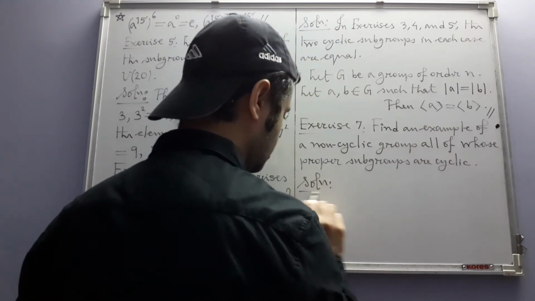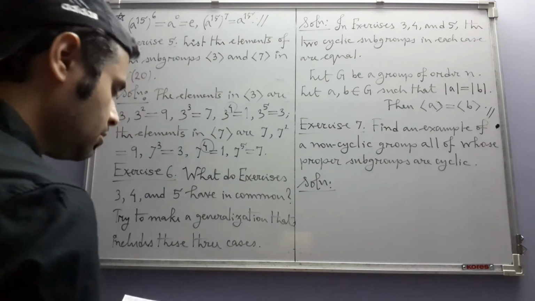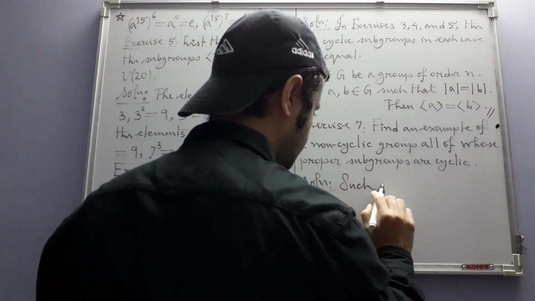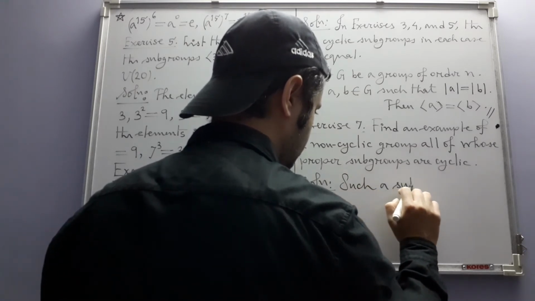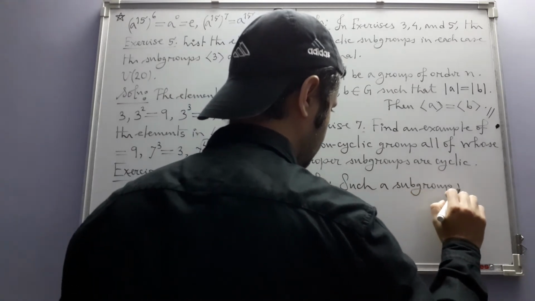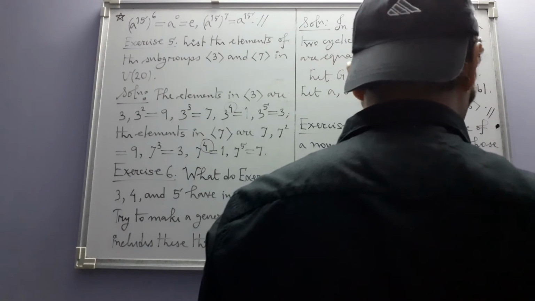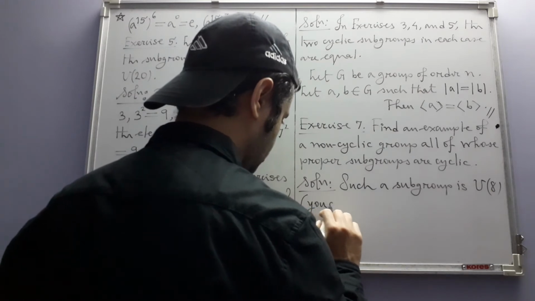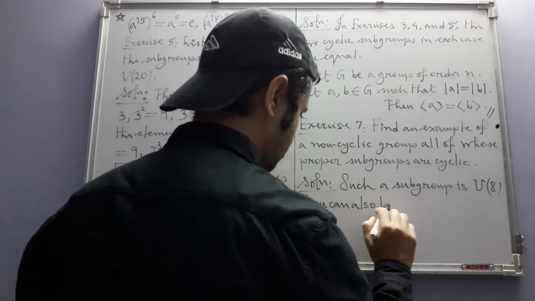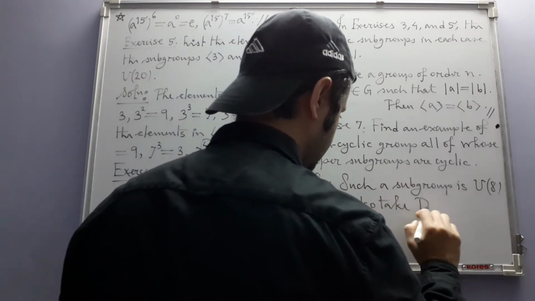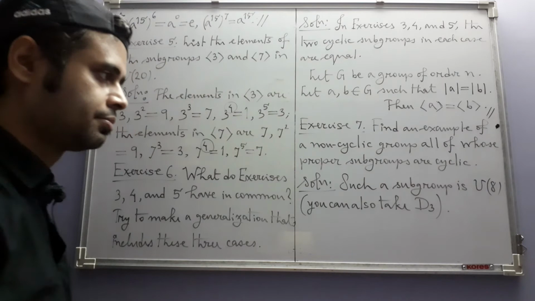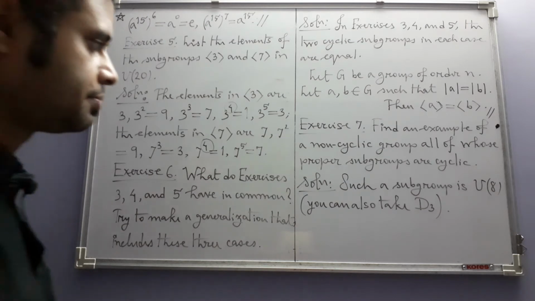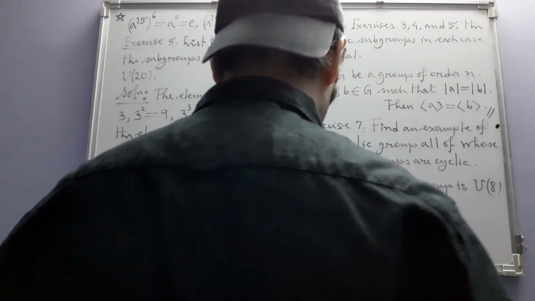The answer is given in the book itself, so you have to verify these things. That I leave to you. Such a subgroup is U8. You can also take the dihedral group D3. The groups themselves are not cyclic, but every proper subgroup is cyclic.